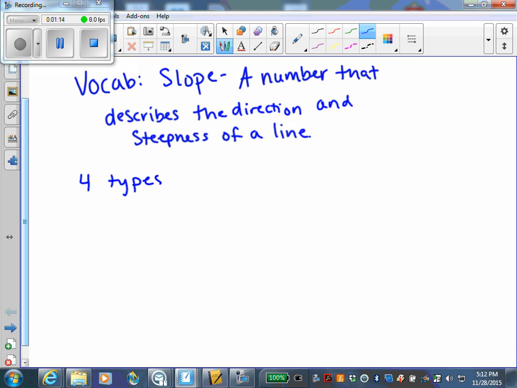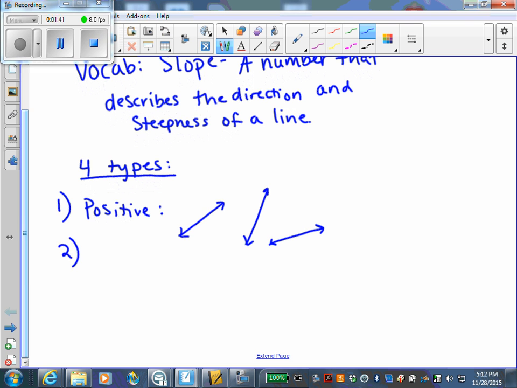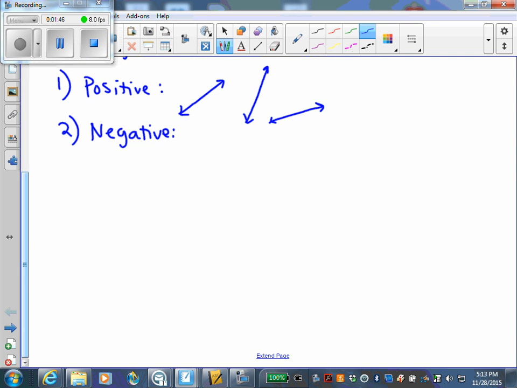So 4 types. We can have positive slope, and that's when the number is positive, and it could look like this, or it could be more steep, like this, or it could be less steep, like this. The thing these all have in common is that they are going up as you look at them from left to right. So that's what a line with positive slope looks like. The next type is negative slope, and that would look like a line going down as you read it from left to right. So there's one example of negative slope.